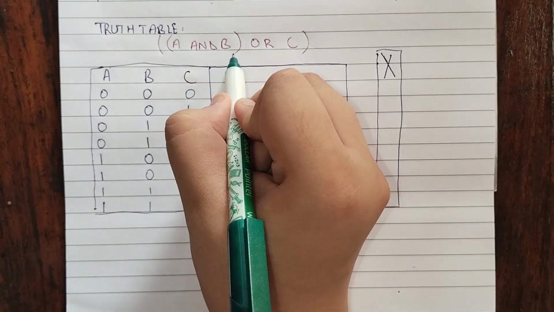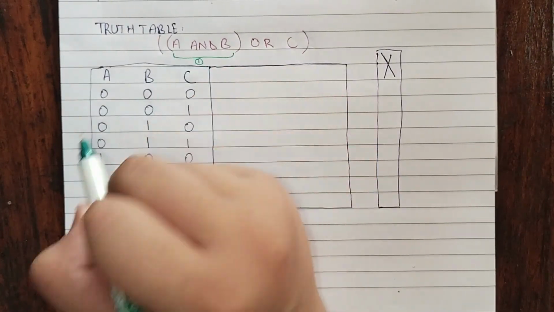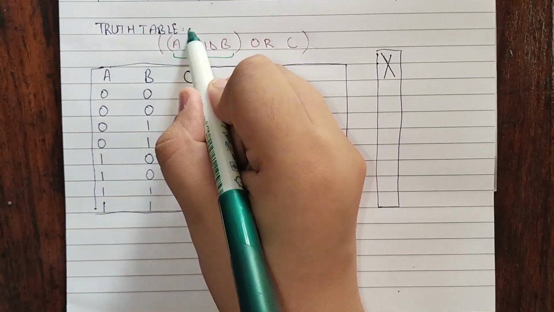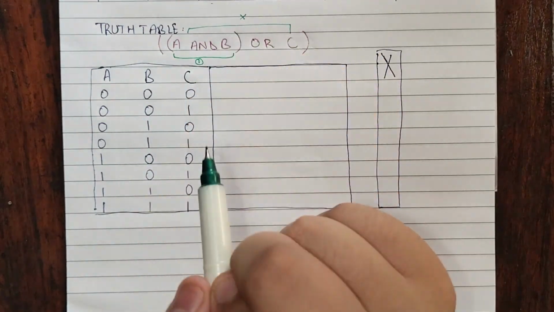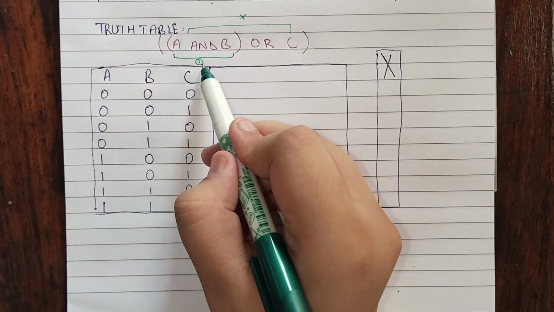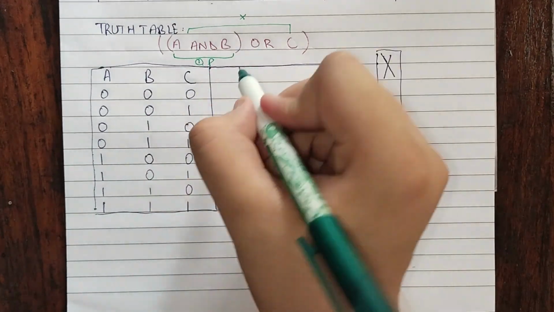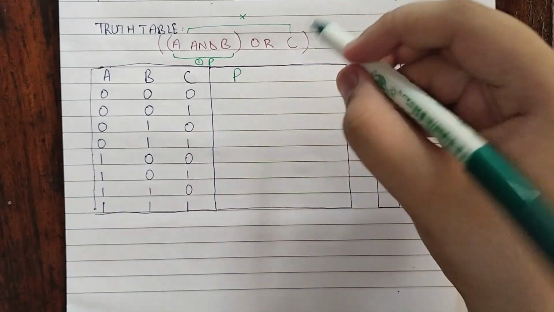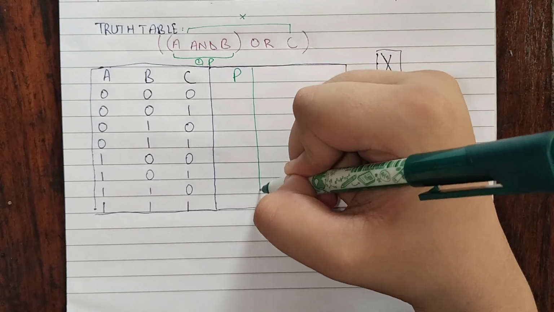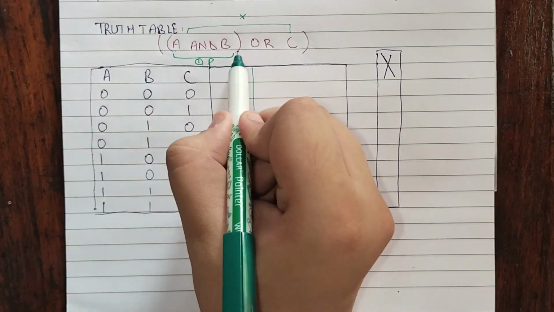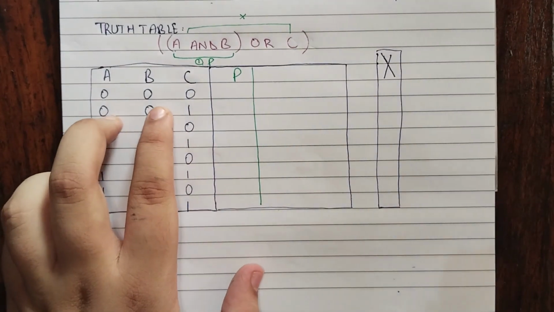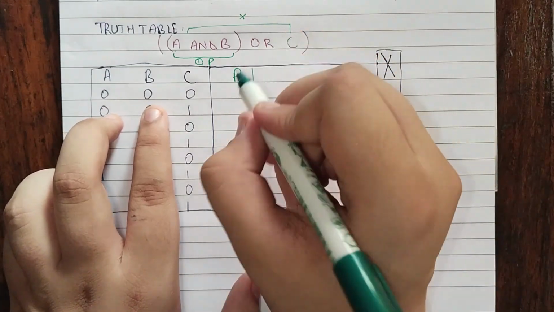Now we will do the truth table part. So basically in the truth table, I'm going to attempt it in the same way. So the first part, I'm just going to name it P because I want to. So P is basically referring to A AND B. And then I'm going to solve that first. So A AND B, so there is a logic gate AND. So the both inputs, we will apply the AND rule to it.